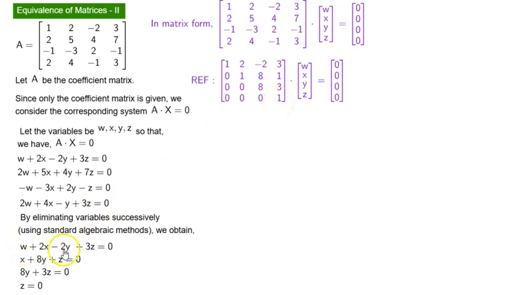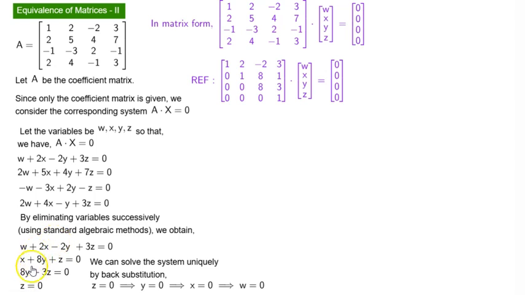Here, if you look at the coefficients, it is the same thing: 1, 2, minus 2, 3, 1, 8, 1, 8, 3, and finally 1. So here W is 0, so 0. Here W and X are 0 in this equation, so 0, 0. And here we have W, X and Y equal to 0, so 0, 0, 0.